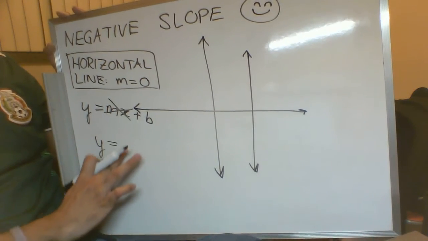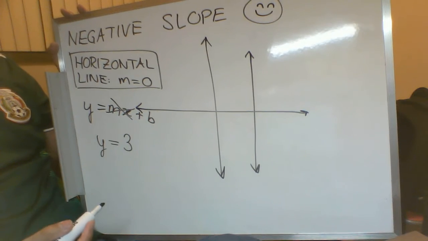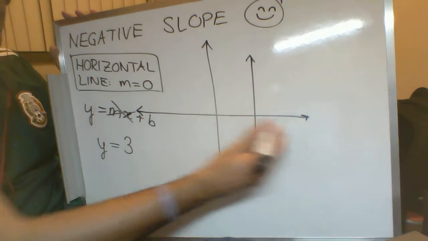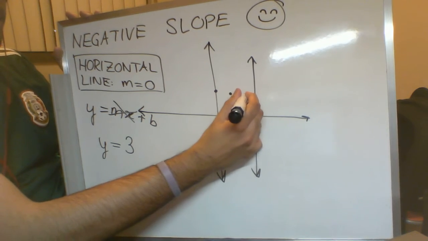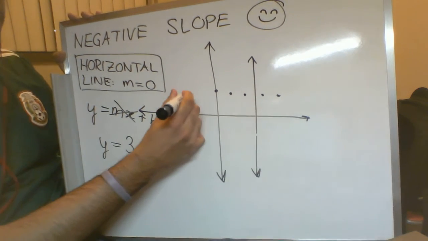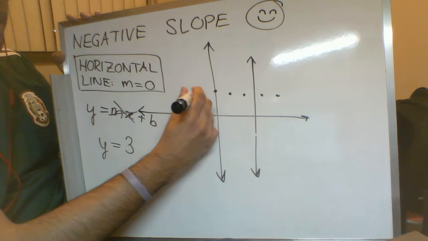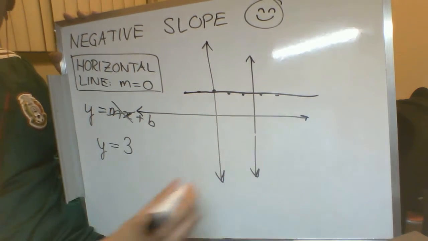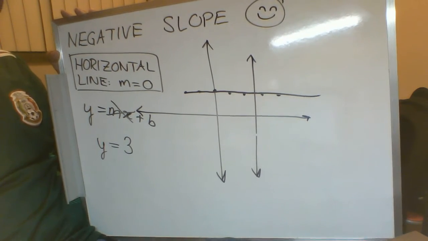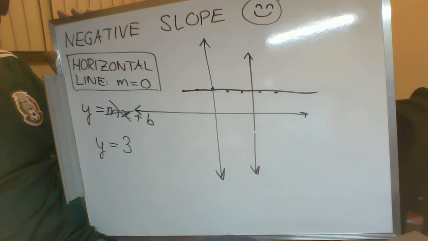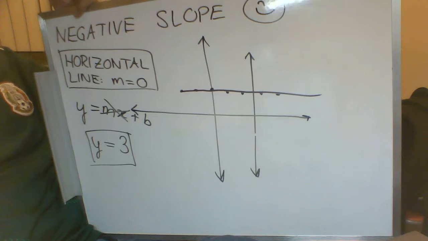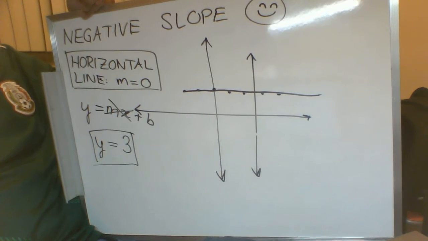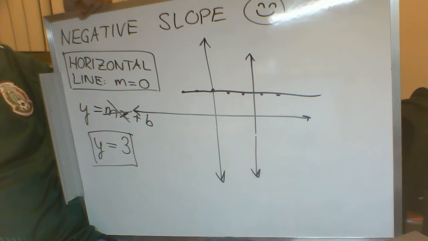So b could be like 3, and you've got something like y equals 3. That means that no matter what your x-coordinate is, your y-coordinate is always 3. So you might as well just draw your perfectly flat line at y equals 3. The x-coordinate doesn't matter whatsoever because it doesn't even show up in your equation. So for a horizontal line, the equation looks very, very simple.